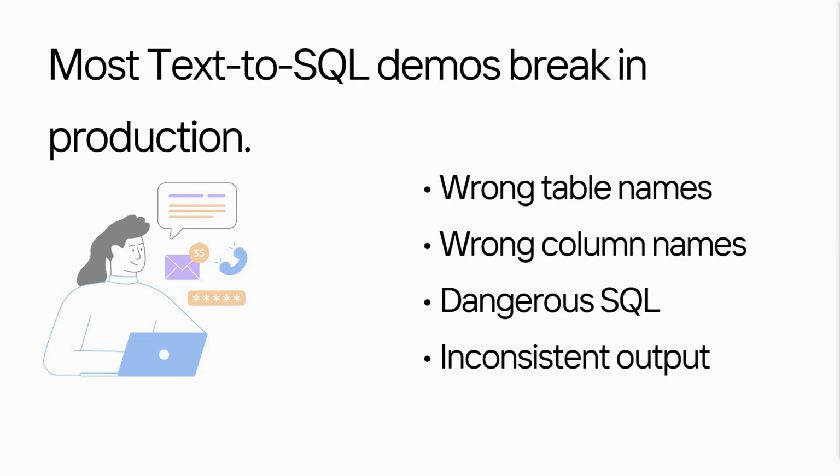Most natural language SQL demos look impressive, but they break immediately in production. The AI generates wrong table names, it hallucinates columns, it may even generate unsafe queries. In this video, I will explain the correct architecture for building reliable text-to-SQL systems using Spring AI.